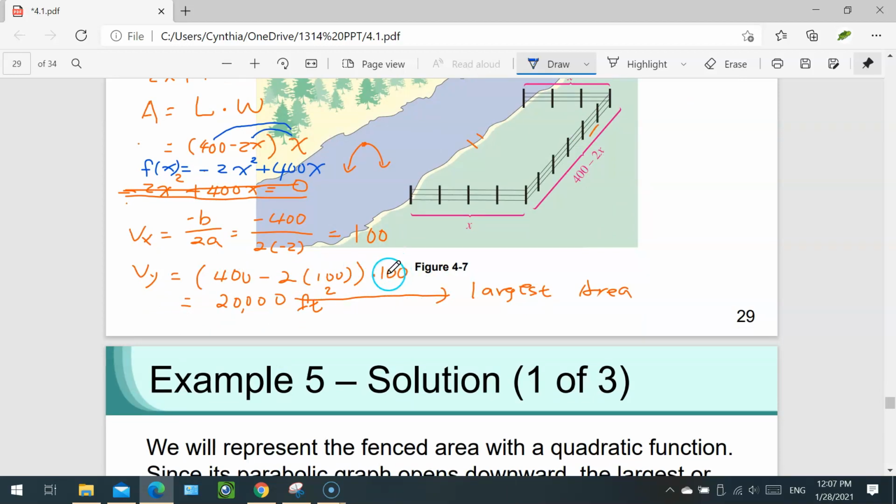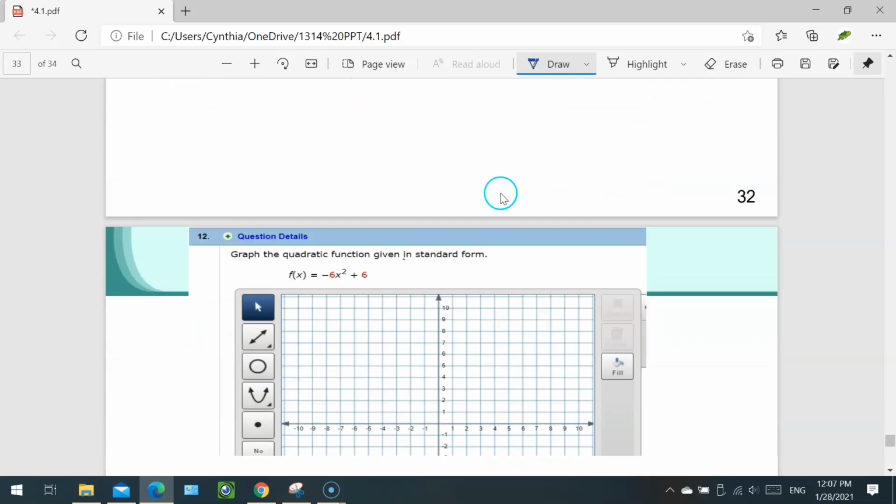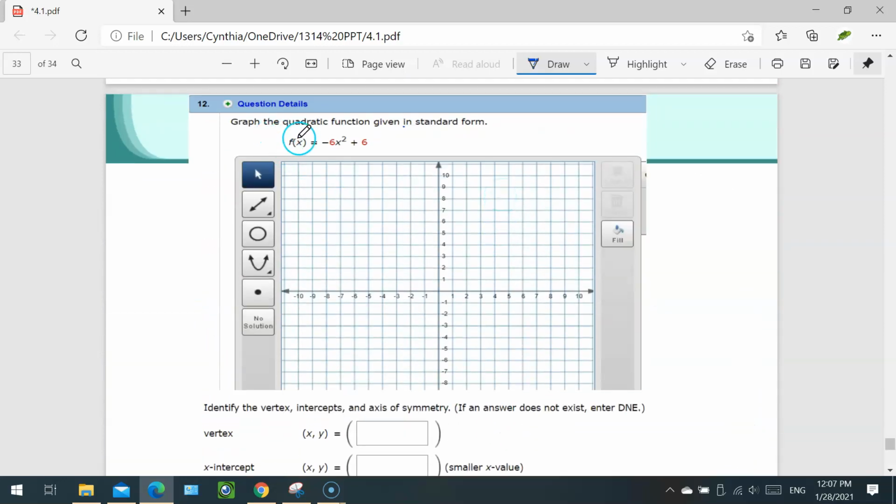The vertex point on x is 100, and the vertex point on y is 20,000, which represents the largest area. Now we do the other two from your web assignment. Graph the quadratic function given in standard form. Now if you look at the wording here, it tells us this is the standard form.